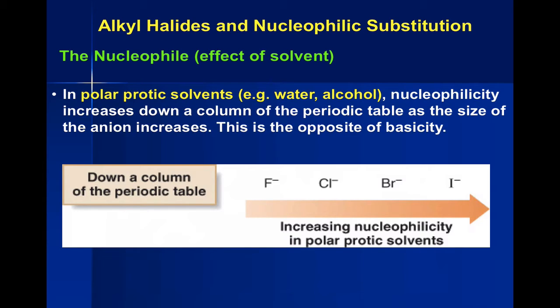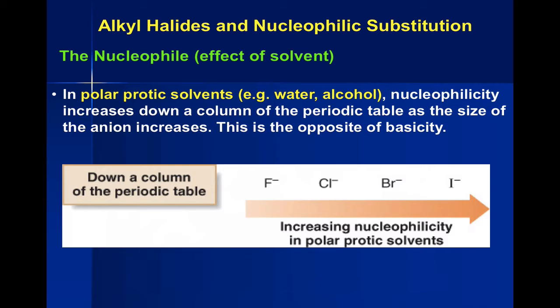So when we have what are known as polar protic solvents, we're talking about water and alcohols, anything with a heteroatom-hydrogen bond. We call those polar protic solvents. So it can be water and alcohol. It can be some amides. We'll learn more about some of those later. It turns out that the nucleophilicity increases as you go down the periodic table. As I go from fluoride to iodide, the nucleophilicity increases in polar protic solvents.